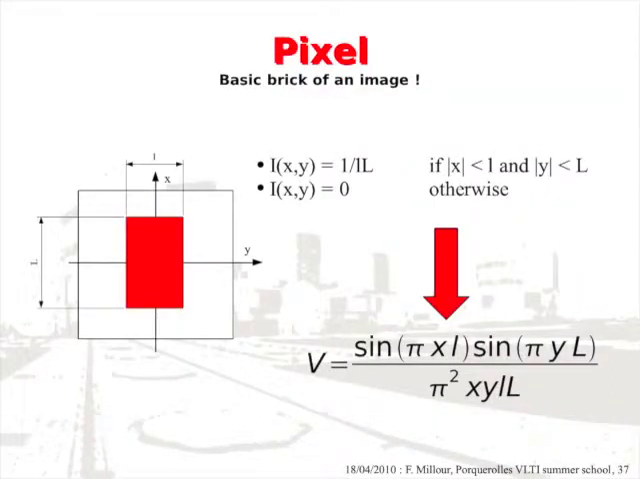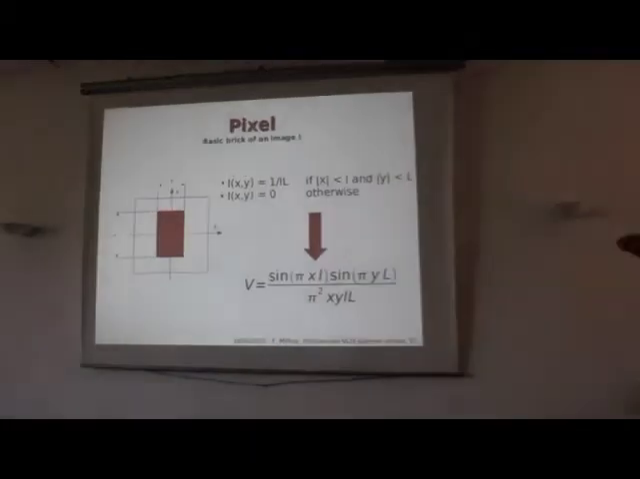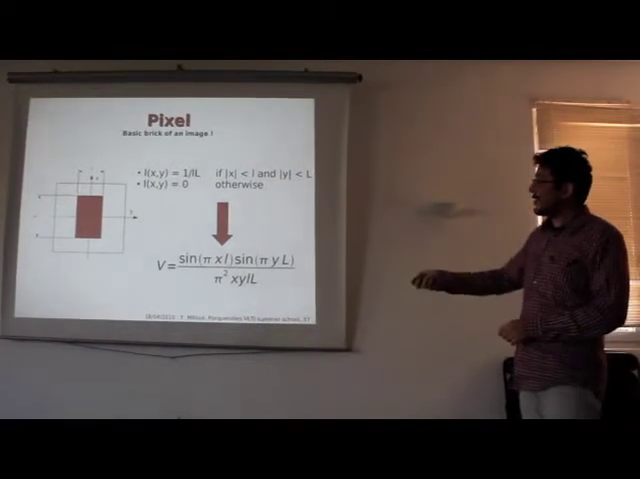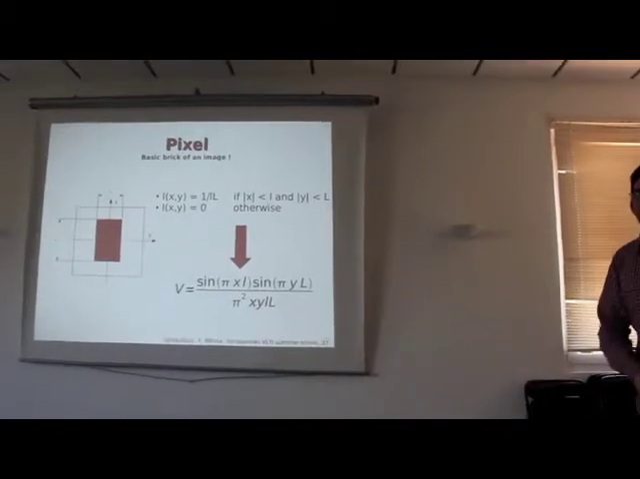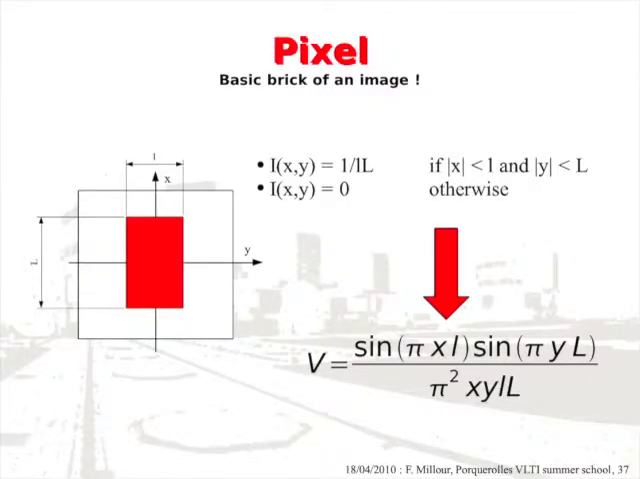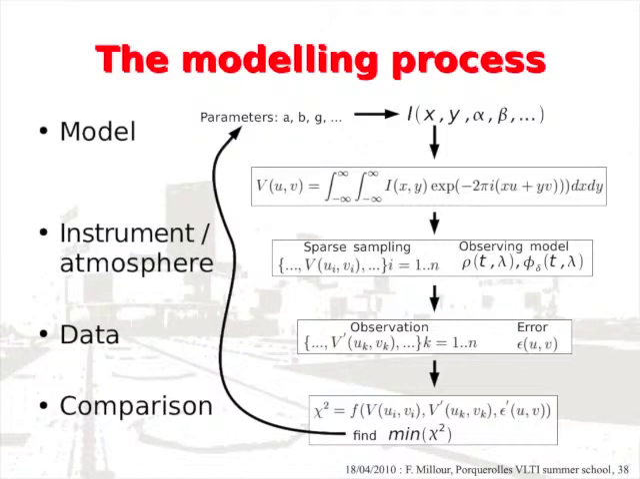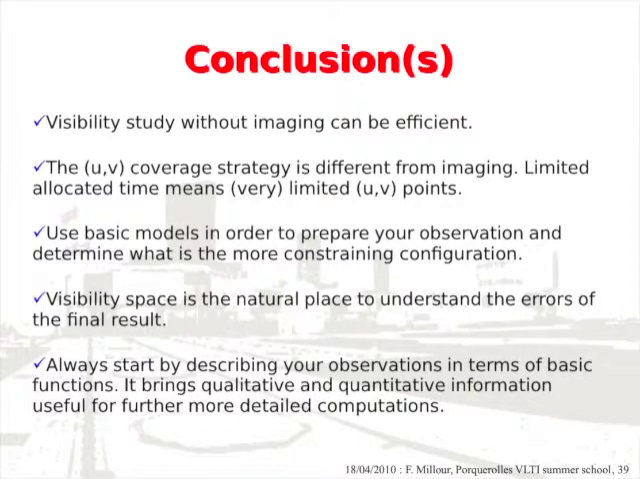And the last one: if you tried all models and cannot manage to do anything with any of them, then you are left with trying with an image of your object. To do that, you need the brick, which is just a pixel. So you also have an expression of the visibility function for a pixel, if you want to do the Fourier transform of the image. This is a little bit early to speak about that, so I won't speak about it.